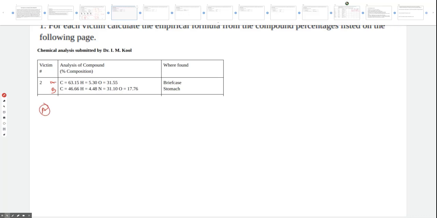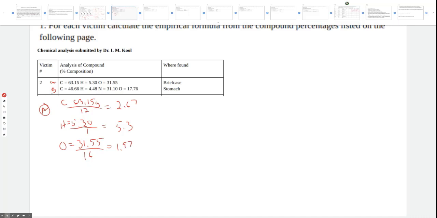Okay, compound A has 63.15 carbon, 5.3 hydrogen, and 31.55 oxygen. So divide them by their molar masses, and we get 2.67, 5.3, and 1.97.